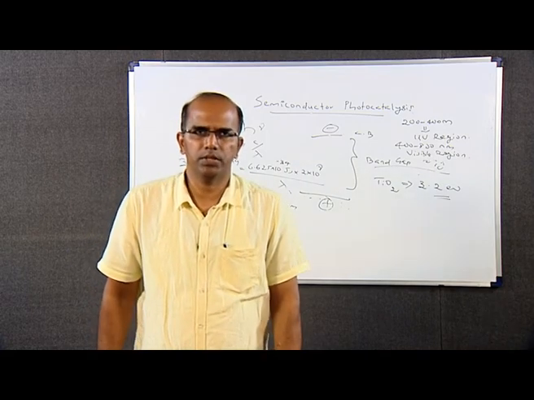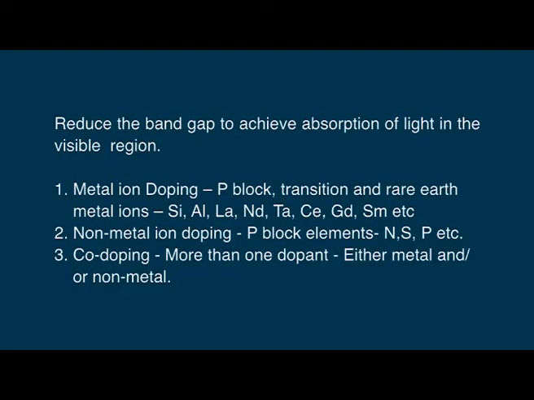And the second one, you can dope with non-metal ions such as nitrogen, sulfur, phosphorus, etc. That will also reduce the band gap and shift the activity from the UV region. And the third one, you can use co-doping, metal as well as non-metal, to change the band gap, so that you will get the activity in the visible region.